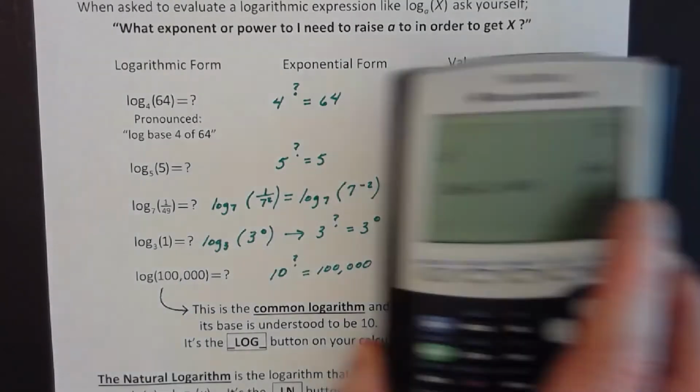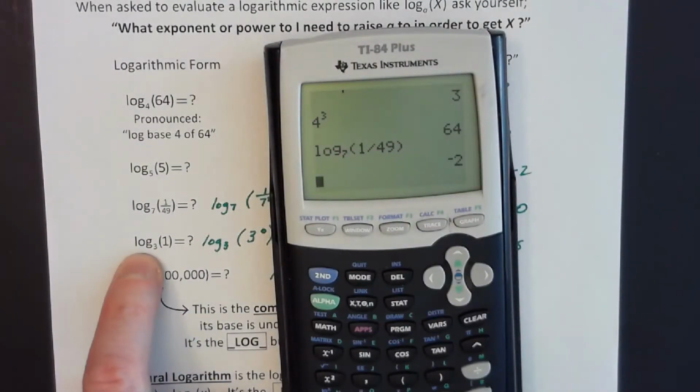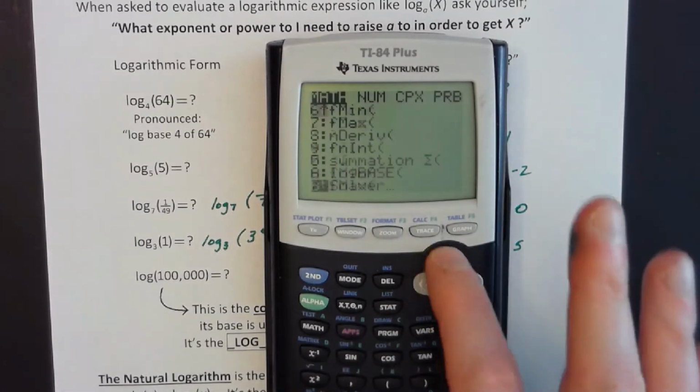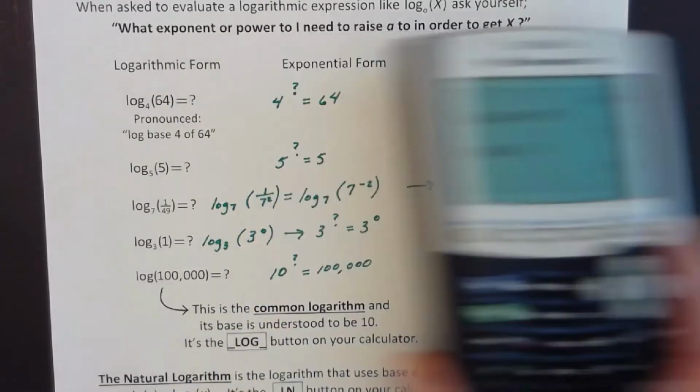Now, on a side note, every single solitary time you have 1 inside of a logarithm, the answer is always 0. Any number to the 0 power is 1. So the log base any number of 1 is always 0. If you tried this one on here, log base 3 of 1, please notice, you get the 0.